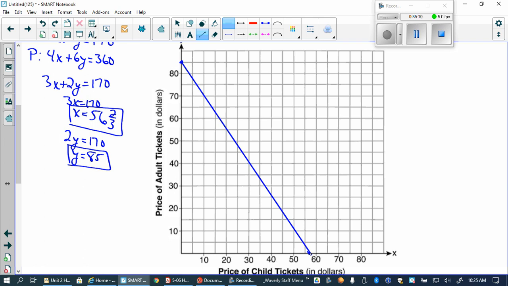Now let's take the other equation. 4x plus 6y equals 360. So you guys find the x-intercept and y-intercept for these.